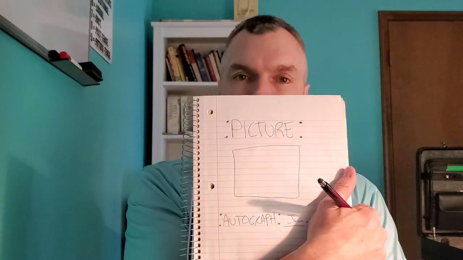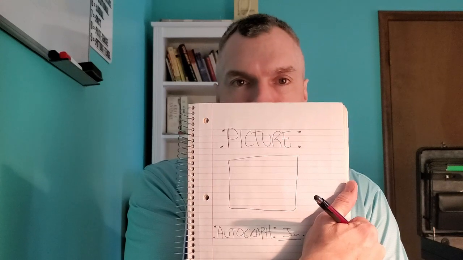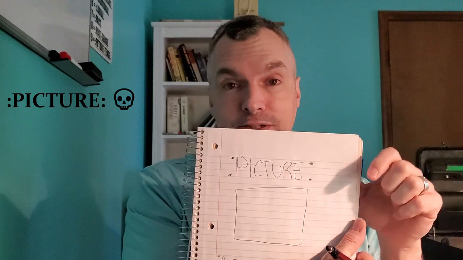This is going to be a brief video where I'm going to address two issues that I've seen come up, questions through emails and so on and so forth. The first issue is this. As you can see, a colon and then the word picture and then another colon and then this square underneath it, which represents the picture.